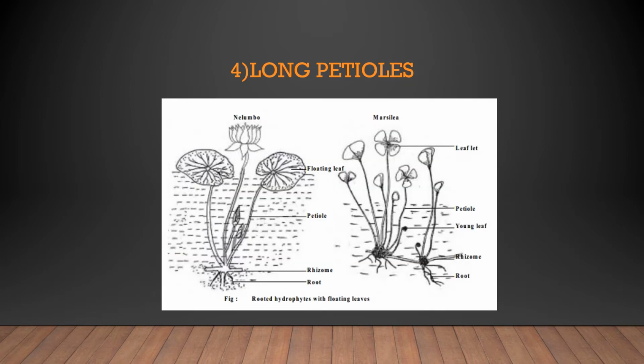The fourth important adaptation is the long petioles. First thing you need to remember is what a petiole is. Petiole, you can say, is a simple stem-like structure. Here these are the petioles of the plants. Why do these have long petioles? Because they are present in water. So they have long petioles in order to adjust to the changes in the water level.